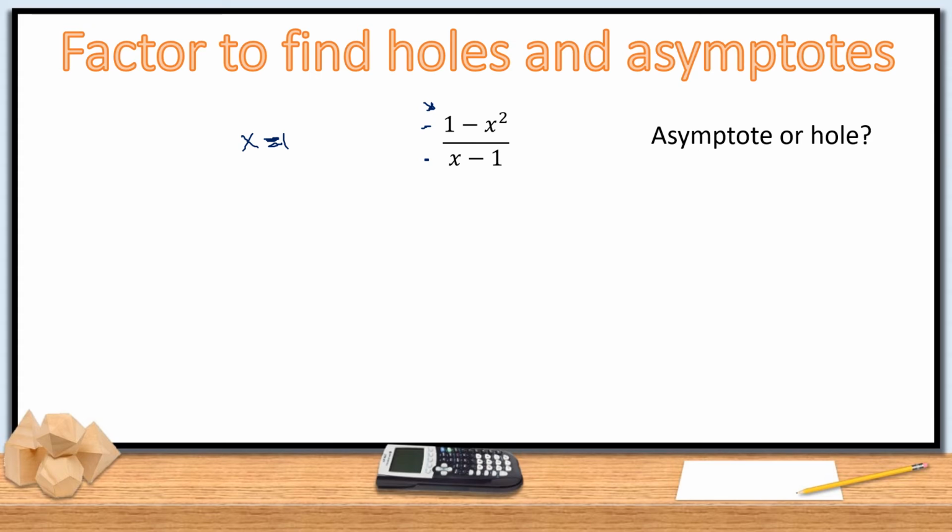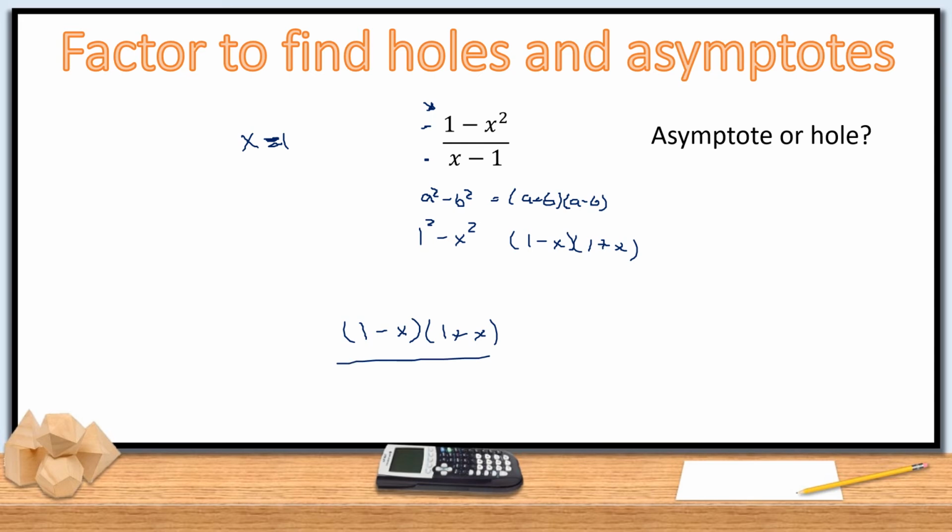So we have to see, are there factors of the numerator that would also be a factor of the denominator? So 1 minus x squared, you may recognize that. That is a perfect square, 1 squared and x squared, so it's the difference of two squares. We've got 1 squared minus x squared. Remember, that's my a squared minus b squared. In factored form, that's a plus b times a minus b. So this would be 1 minus x, 1 plus x. So rewrite that top part in factored form: 1 minus x, 1 plus x, all over x minus 1.